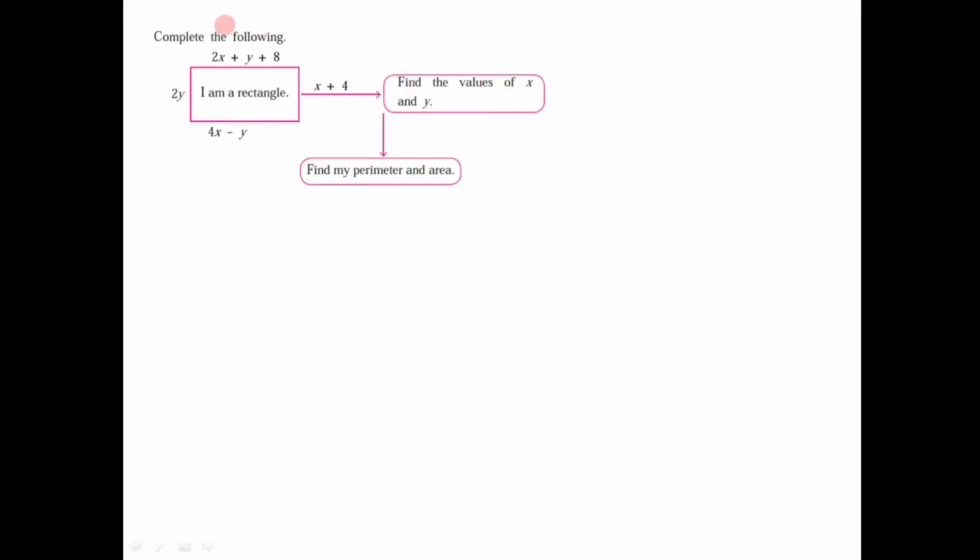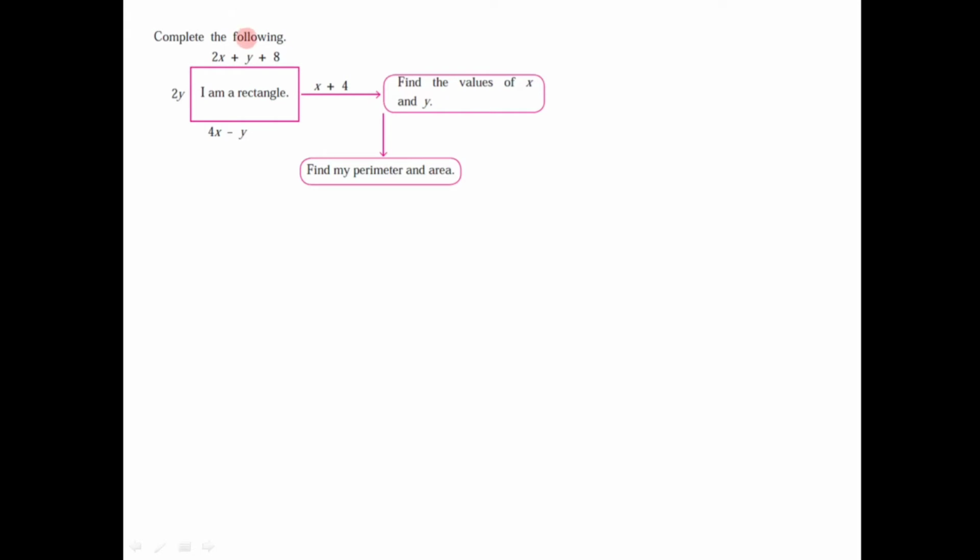The next question is complete the following. Here one activity is given. Firstly there is one rectangle given which denotes I am a rectangle. This is the rectangle whose opposite sides, that is the lengths, are denoted by two different algebraic expressions, that is 2x plus y plus 8 and 4x minus y.